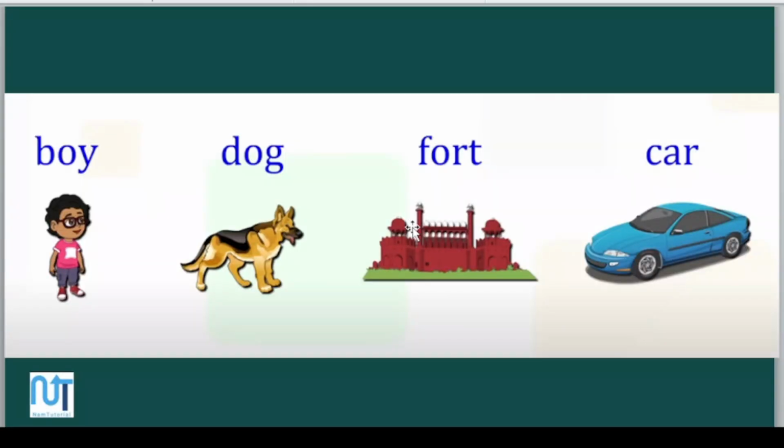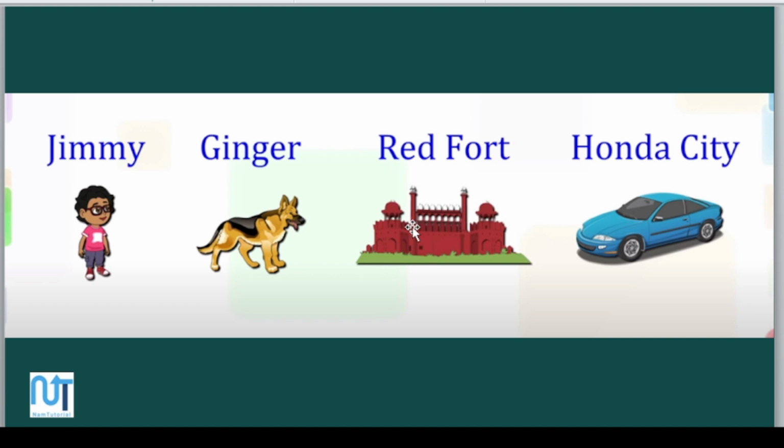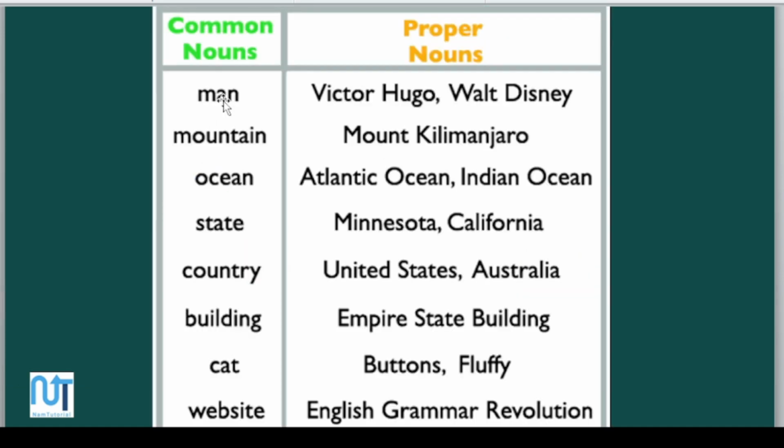So, children, I think now it's clear that boy, dog, fort, car, all these are common names of a person, animal, place and a thing. Hence, they are common nouns. Whereas Jimmy, Ginger, Red Fort, Honda City are specific, particular names of a person, animal, place and thing. Hence, they are proper nouns.